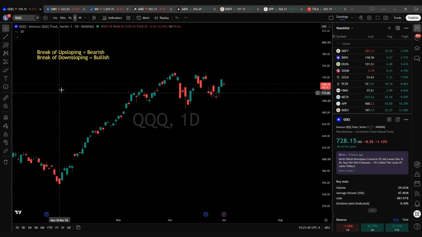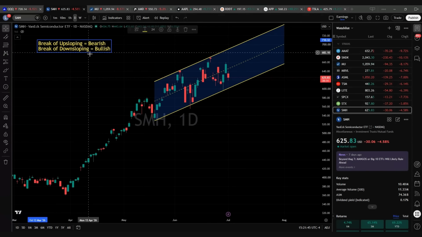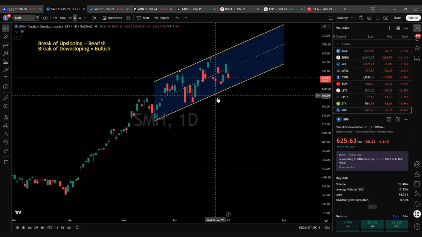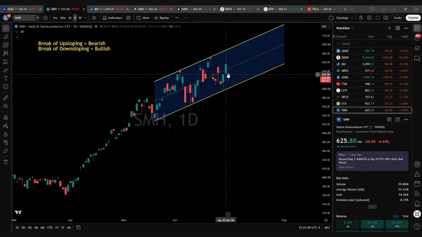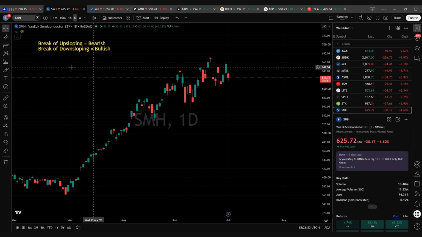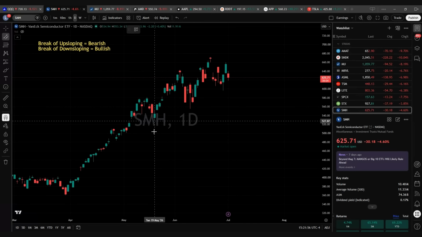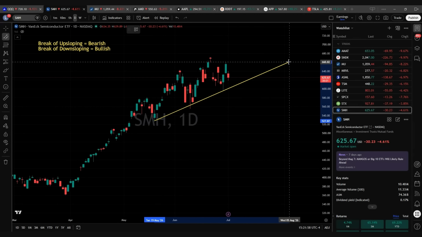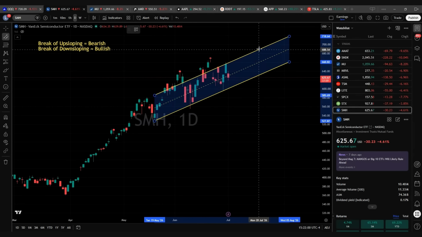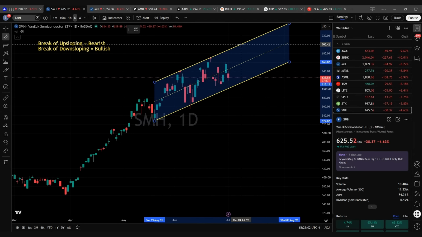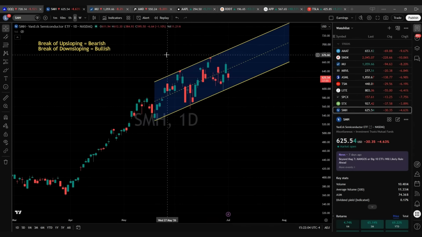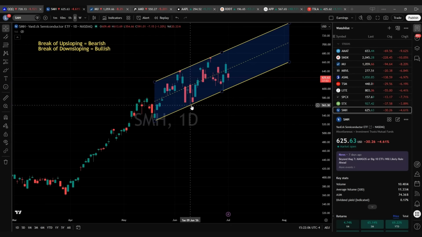Let me show you guys so it's a little easier. So the SMH, I drew this nice upsloping parallel channel, and I'll show you exactly how I drew that. So the first thing you do is you draw a nice trend line on the downside. I'm using these pivots, and we'll see that they connect perfectly here. Now, we did attempt to break down from it, but we never closed below this trend line, nor did we confirm. So for me, it's still valid.